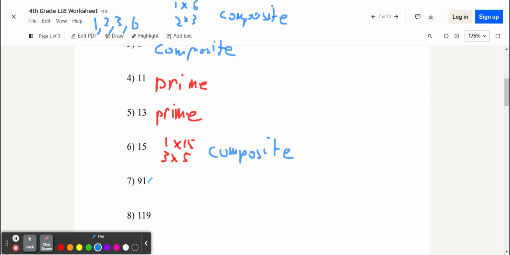91, I mean, it looks pretty prime. It's hard to divide. But eventually, you'll notice that if you divide by 7, you will get 91 is the same thing as 7 times 13. So that means it is composite because the second factor pair is, of course, 1 times itself, 1 times 91. So it has 2 factor pairs, and so it's composite.